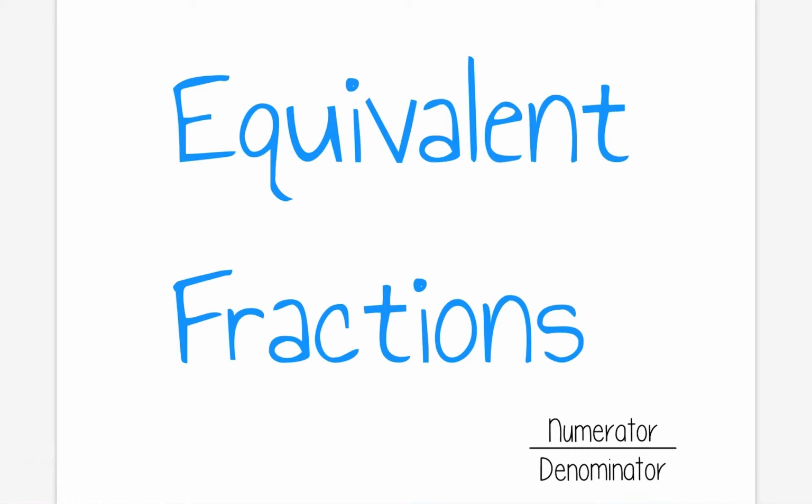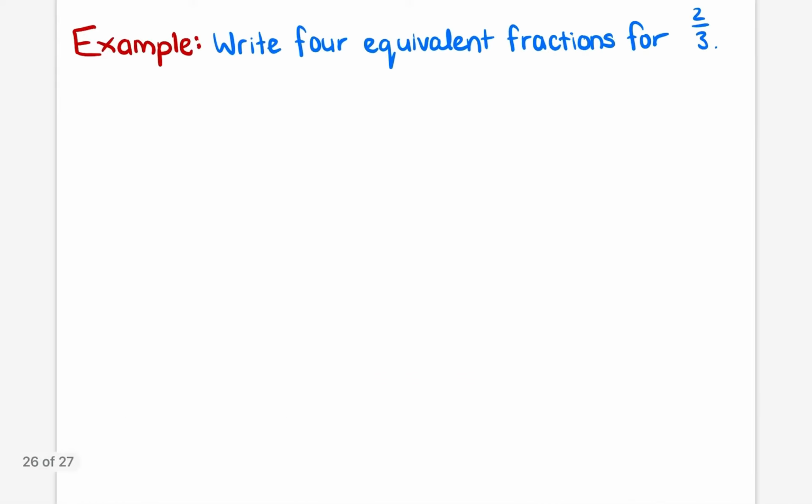So this one is based around equivalent fractions. Equivalent fractions are fractions that often have denominators and numerators that have the same multiples or same common factors. So if we have a look here, the first example says, write 4 equivalent fractions for 2 over 3.